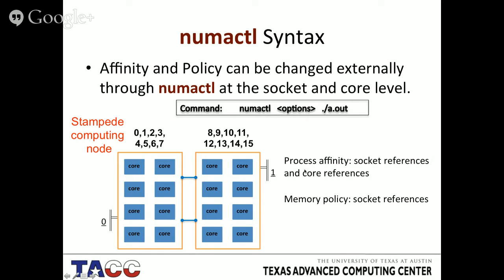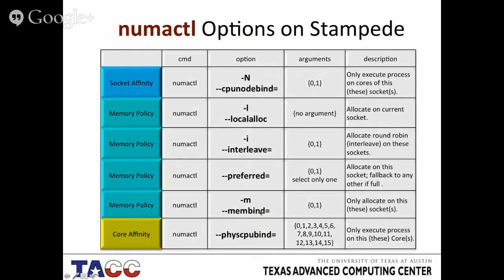So what you do in terms of process affinity, or you might say binding, is that you could use a socket reference for binding a process, and you could also use a core reference and assign it specifically to cores. In terms of memory policy, it only has to do with a socket reference. There are 2 of them, and that's it. Okay. Here are the different commands. Let's first look at the socket affinity and then core affinity.